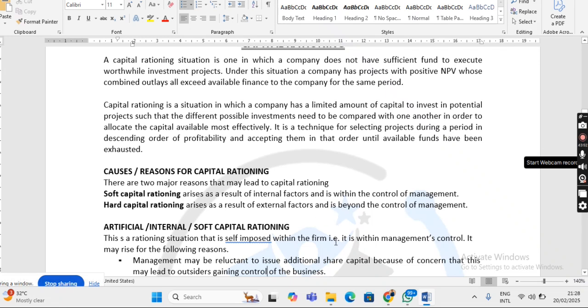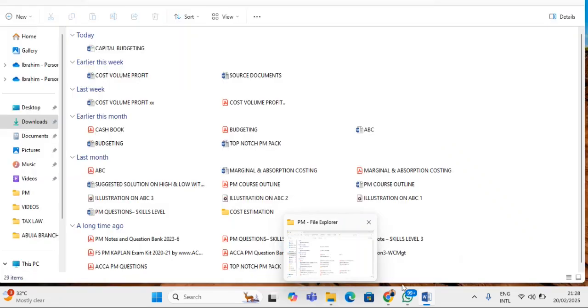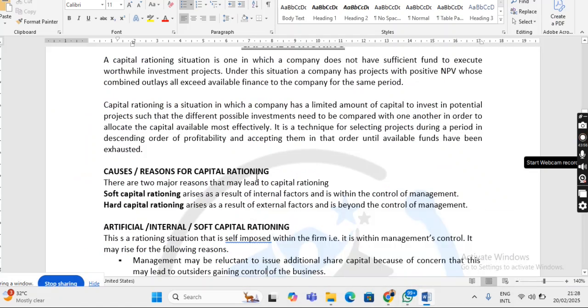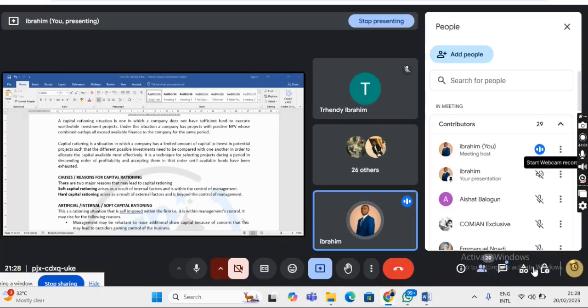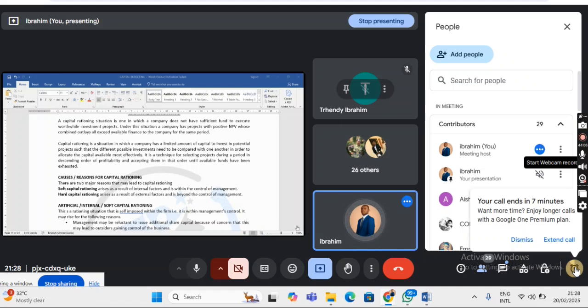So what leads to capital rationing is soft and hard. Because sometimes when you don't have good management, you may not make a good investment decision, right? And that is why it is classified. Sometimes why you have to do a divisible project or an indivisible project is because of maybe communication from the management, right?